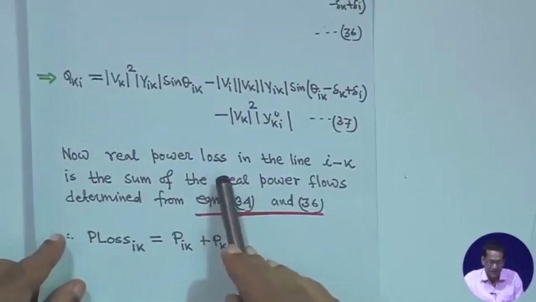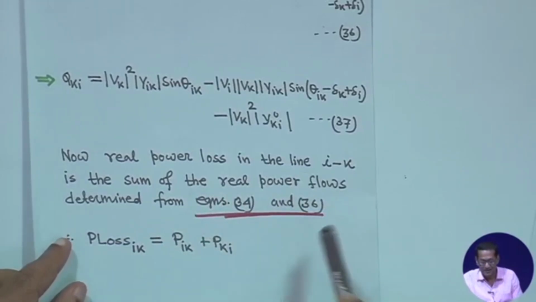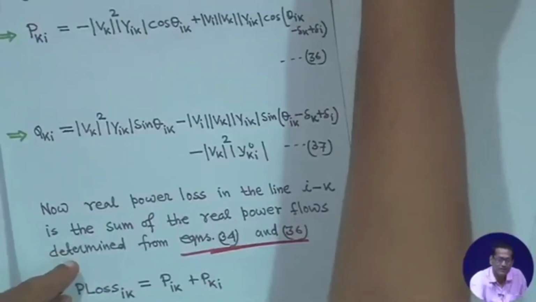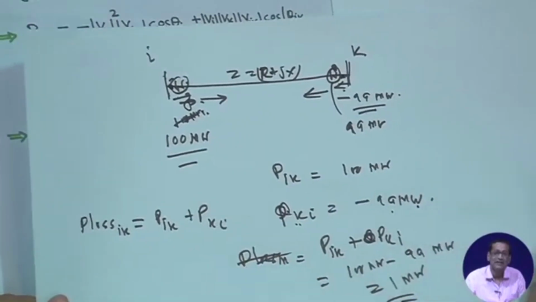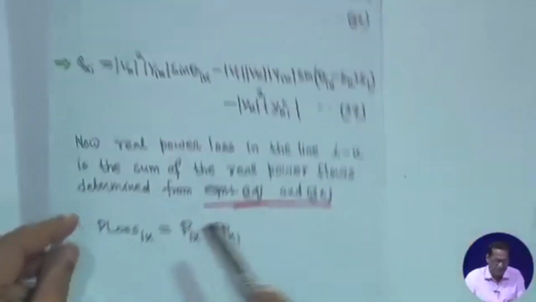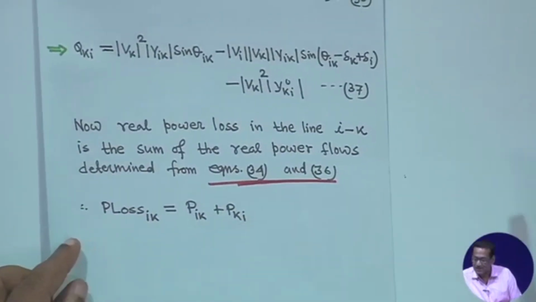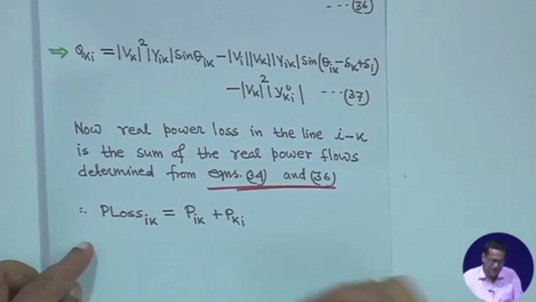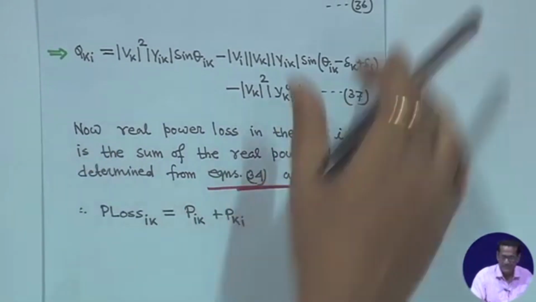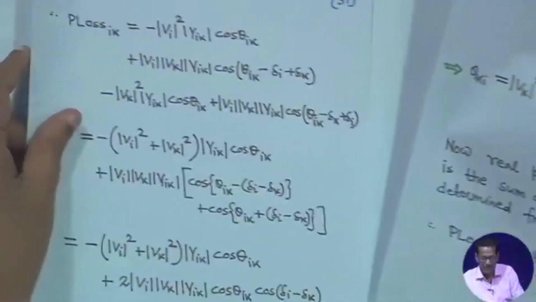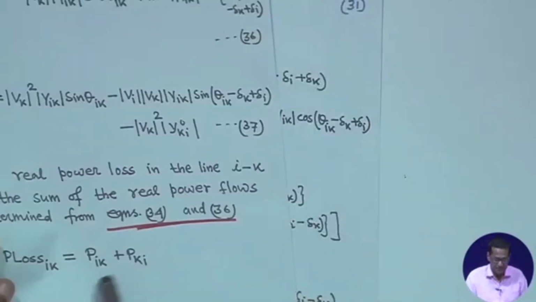Now, the real power loss in the line ik is the sum of the real power flows determined from equations 34 and 36. I told you just now that for i to k it will be P_ik plus P_ki, that is how things are happening. That means P_loss ik will be P_ik plus P_ki. Now, these two expressions, P_ik and P_ki, equations 34 and 36, are known to you. So, what you will do, you add these two.